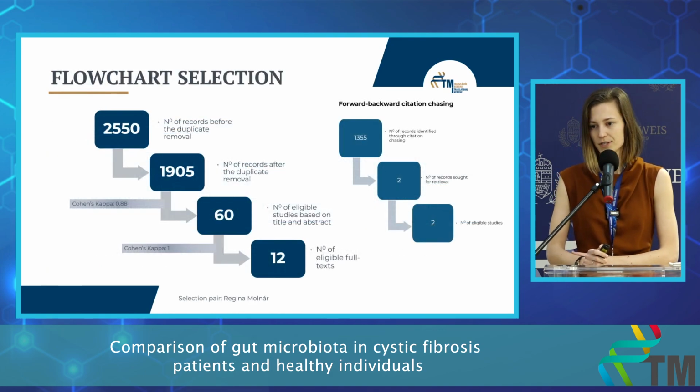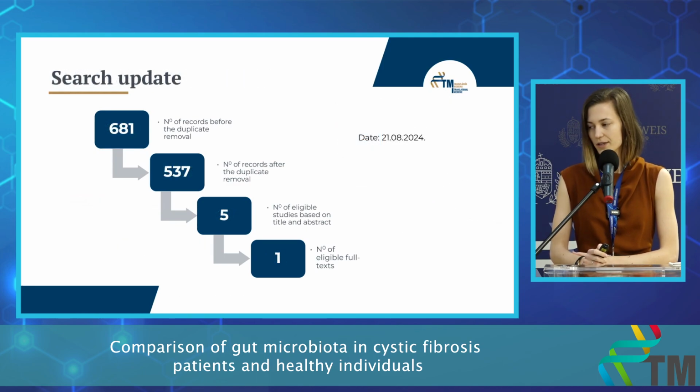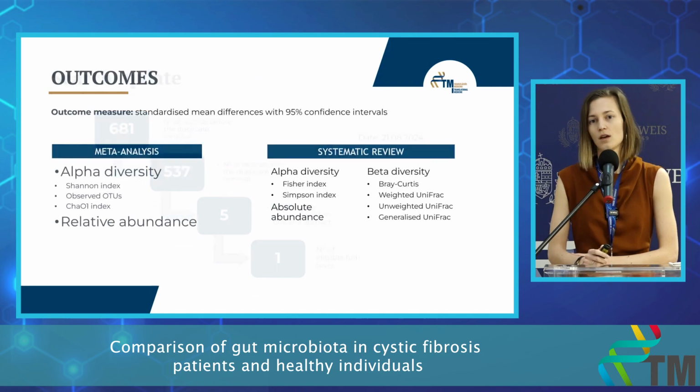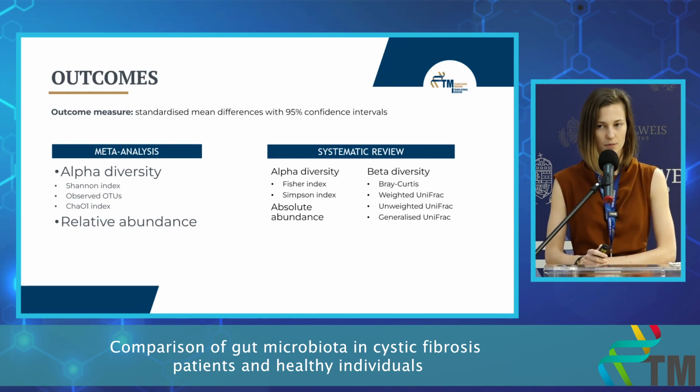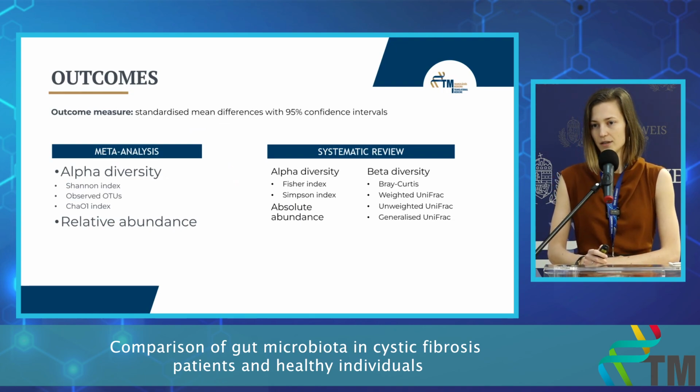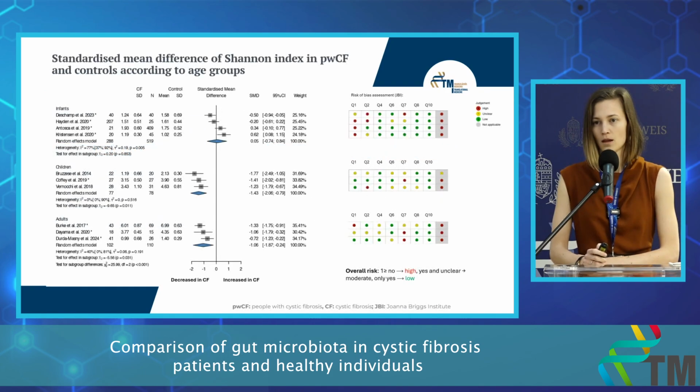At the end of the first selection process, we ended up with 14 articles and 1 additional article after the search update last August. The outcomes that we could assess quantitatively were 3 alpha diversity indexes and relative abundance. And the qualitative analysis included 2 additional alpha diversity indexes, absolute abundance, and beta diversity. Let's jump to our results.